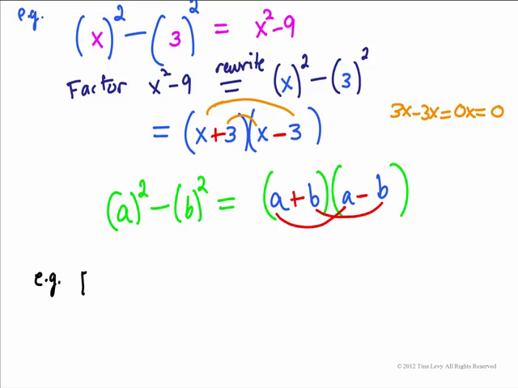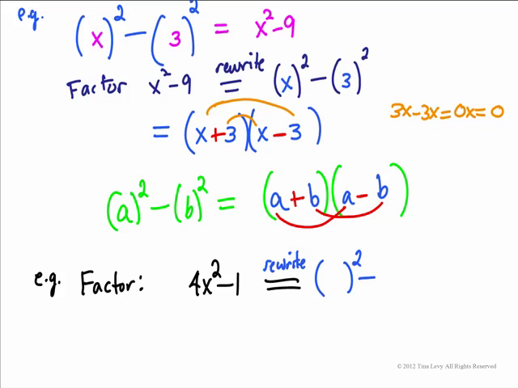So for example, if I said factor 4x squared minus 1, the first key step is I've got to get a rewrite. My rewrite means I've got to write it as something squared minus something squared. And I have to think, what squared gives me 4x squared? What squared gives me 1? How I got 4 is I had 2 and I squared it. How I got x squared, I had x. How I got 1 was 1. This rewrite now has identified the a and the b.